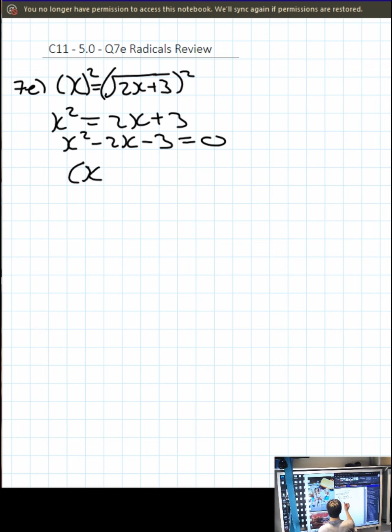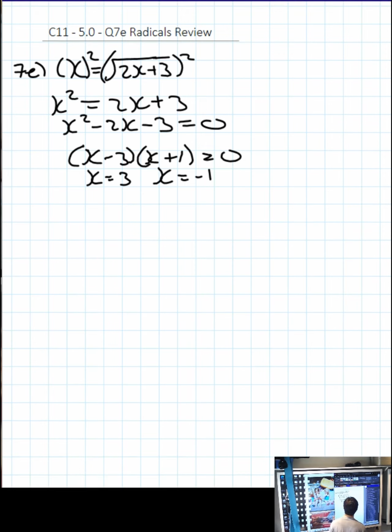It's going to factor to be x minus 3, x plus 1. These are two numbers that multiply together to make -3 and add together to make -2. We can then say x equals 3 and x equals -1. Again, make sure that if that process is difficult for you, go back to quadratic equations in chapter 4 and study those. Great, so we can circle both of our answers.